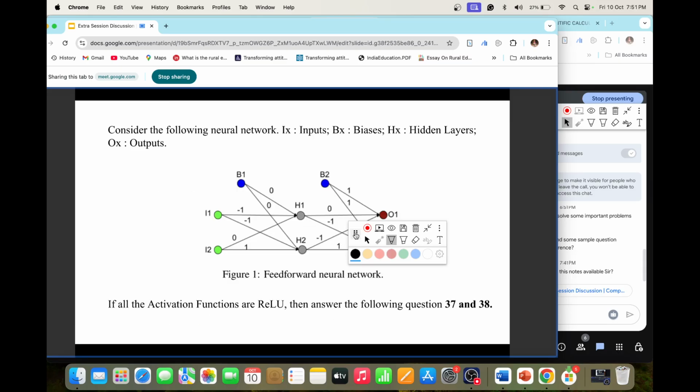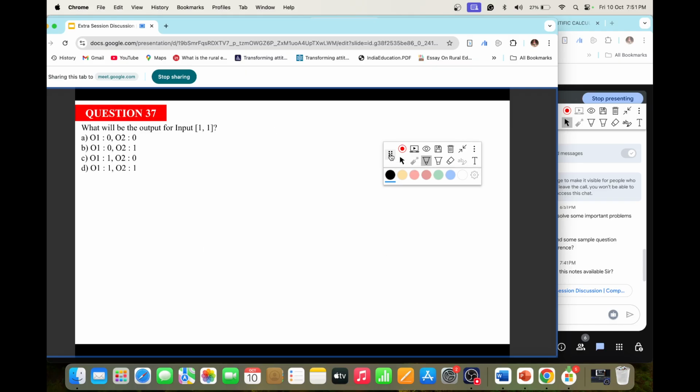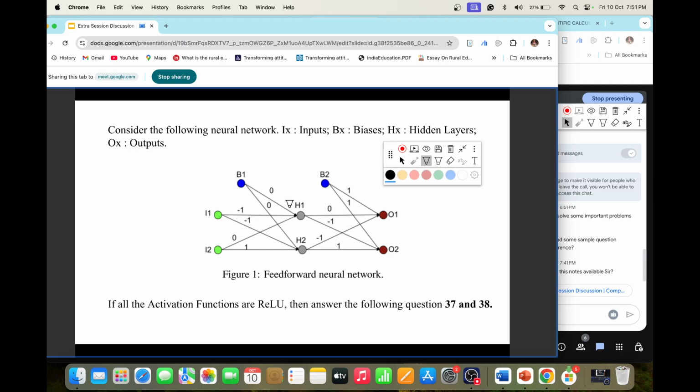This is regarding neural networks. Questions 37 and 38 are very easy to calculate the output, nothing you have to do. Inputs are there, and some weights are associated with them, so just multiply the inputs by the weights and add the biases. If you do this, you get the inner half. Every neuron has two halves, one is the inner half and one is the outer half. So W into X plus B, that is weight times input plus bias, gives you the inner half.